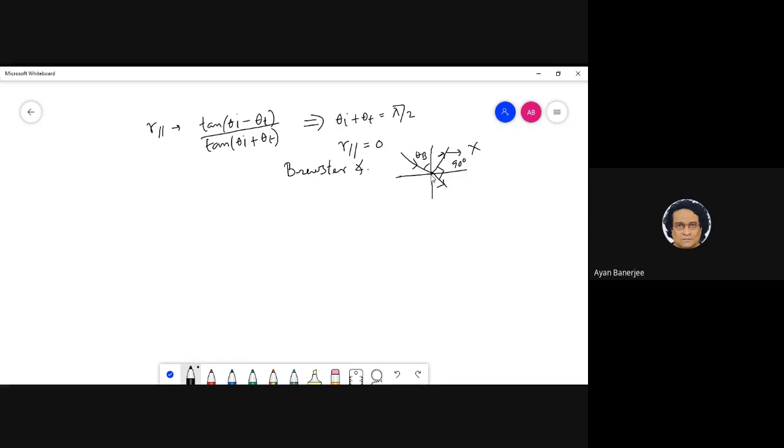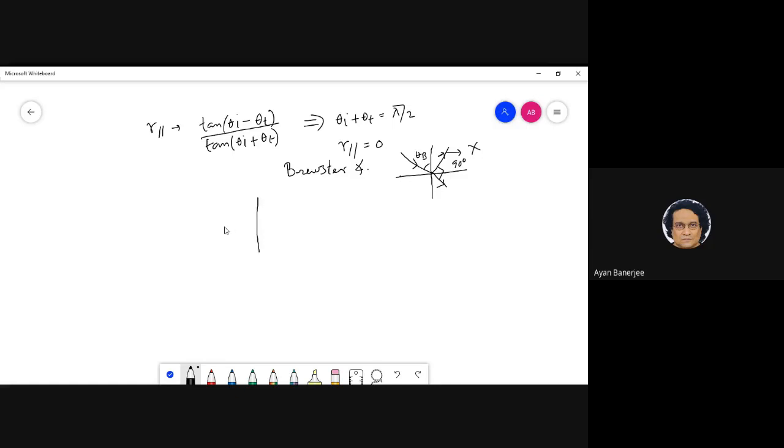Because for a transverse electromagnetic wave, the direction of E and K vector should not be... No, but I'm asking, why do you think that the direction of the electric field will be the same as the K vector in this case? Okay, let me just draw this figure again.